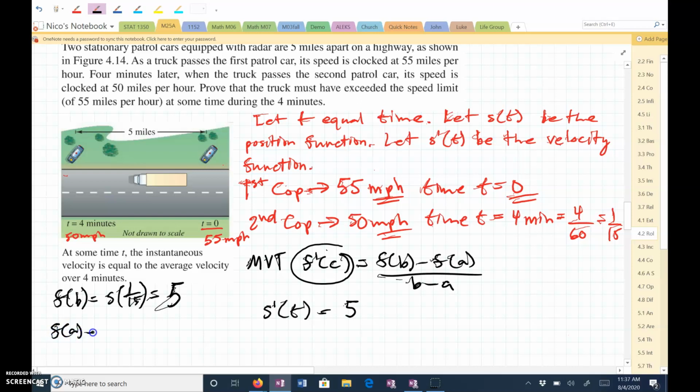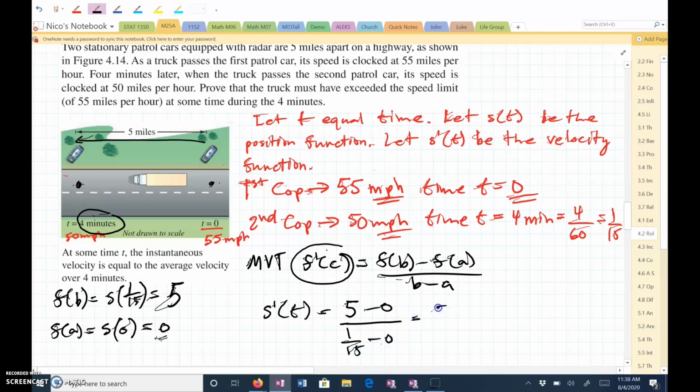F of a is going to be s of 0, which would be 0, right? When it's 4 minutes, which is 1/15 of an hour, you would have traveled 5 miles. When the time is 0, you would travel 0 miles. Minus 0, all over b, which would be 1/15 minus a, which is also 0.